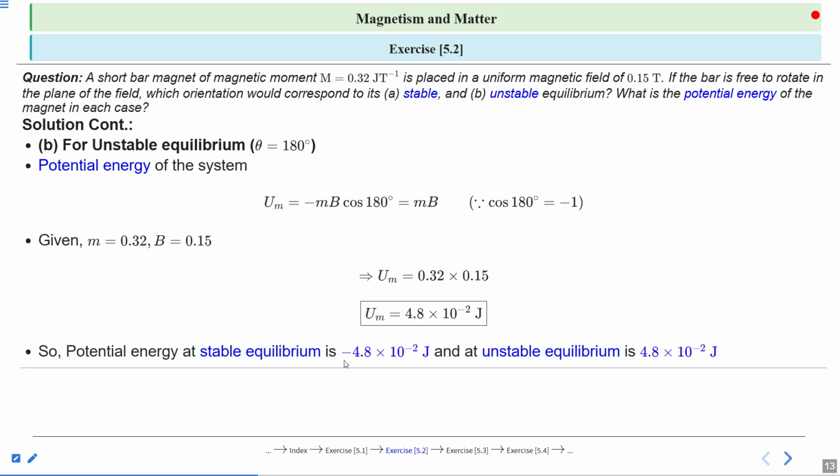So potential energy at stable equilibrium is minus 4.8 into 10 to the power minus 2 joule, and at unstable equilibrium it is 4.8 into 10 to the power minus 2 joule. You can see the quantity is the same, but there is a negative sign. It is minimum potential energy, and it is maximum potential energy. Got it?